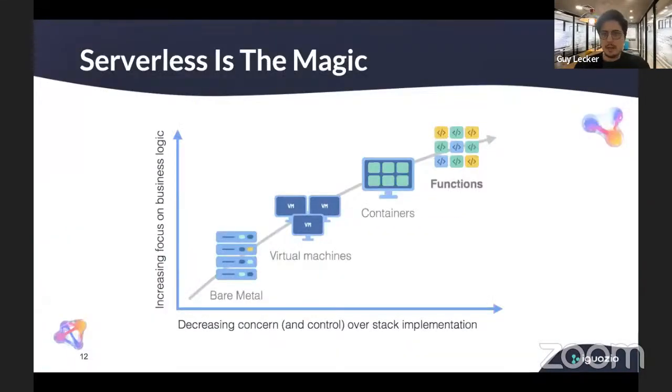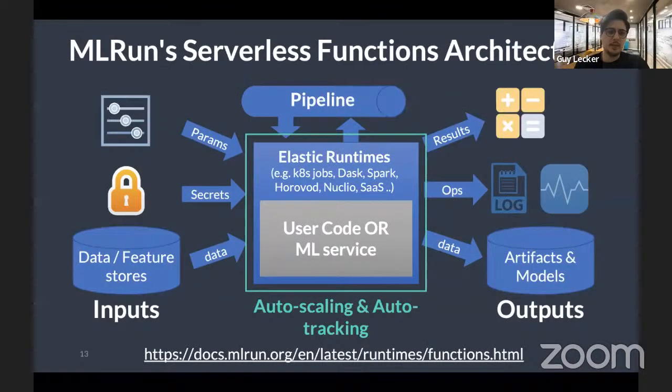So how is MLRun doing it? Well, serverless is the magic, just like the caption says. Everything in MLRun is simply a function. There are a lot of types of functions, but basically each function is independent and can stand on its own. And it looks something like this. So you have your code, which is this gray box, and then you create an MLRun function. We will see it later on in the demo.